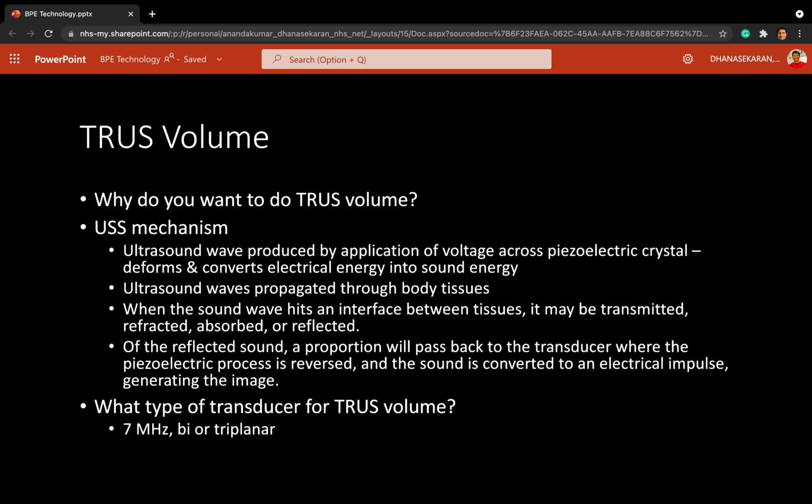So how you can explain is, during the ultrasound, when the electricity is applied across the piezoelectric crystals, it produces an ultrasound wave. The ultrasound wave crosses the patient's body, and then it can be transmitted into the body, or refracted, or absorbed, or reflected. So only the reflected part is taken back by the ultrasound probe and converted into electric energy, which we are able to see on the monitor. So try to bring the keywords like piezoelectric crystals.